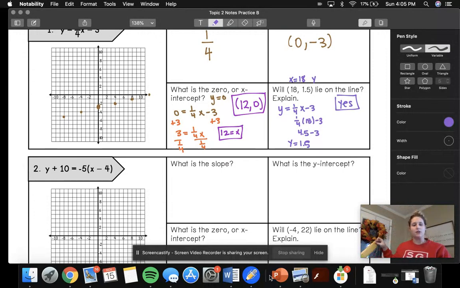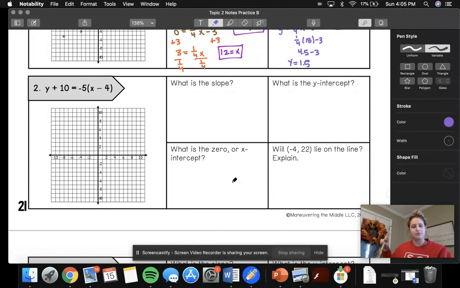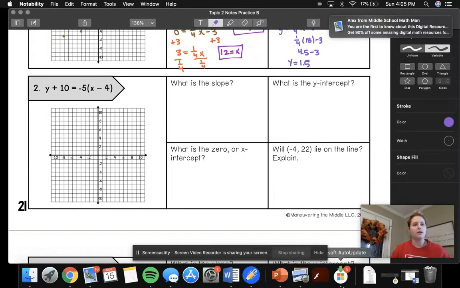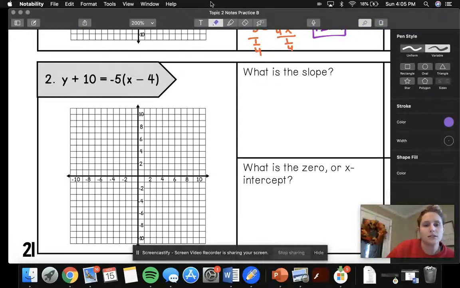See if you can graph it, see if you can answer these questions, and then hit unpause and we will go over the answers. Okay. So for this problem, we could just graph it by plotting the point. The x-coordinate would be 4, the y-coordinate would be -10, because again, with point slope, you have to kind of flip the sign.